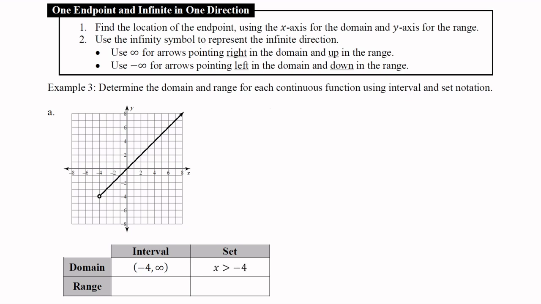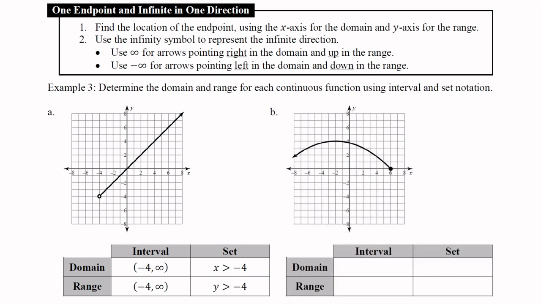So you will just say x is greater than -4 because we go infinitely in the positive x direction. For the range, our lowest y value is at -4, but we don't include it, so there will be a parentheses there. And then we go to infinity because the arrow goes up infinitely, so y is greater than -4 in set notation.